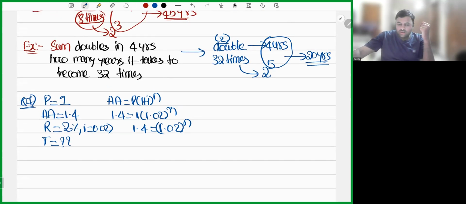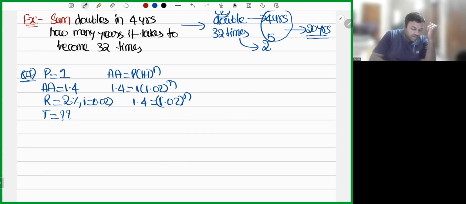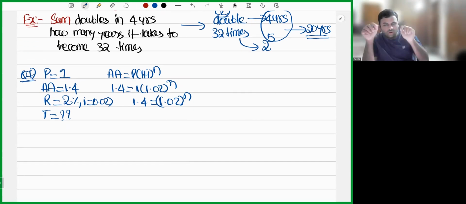Now, let's check in the calculator. First, take 1.02 in the calculator into 1. Now, take 1.02 into 1. Start pressing equal to till you get 1.4.